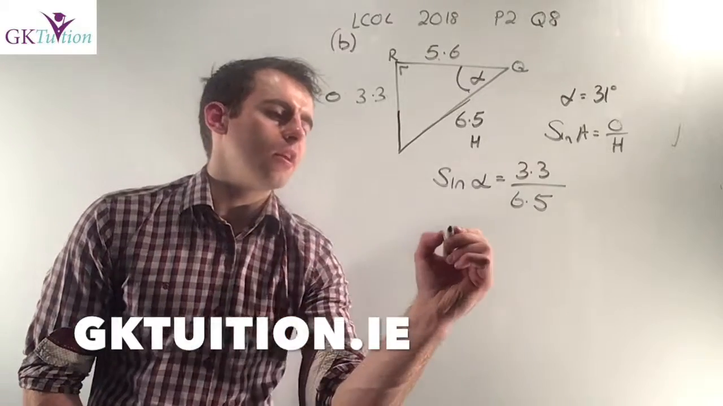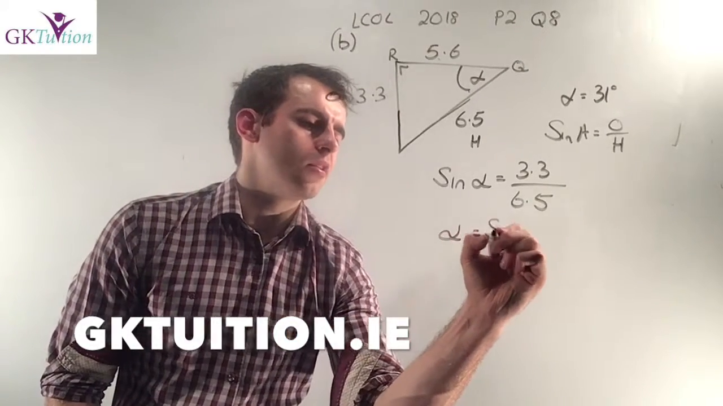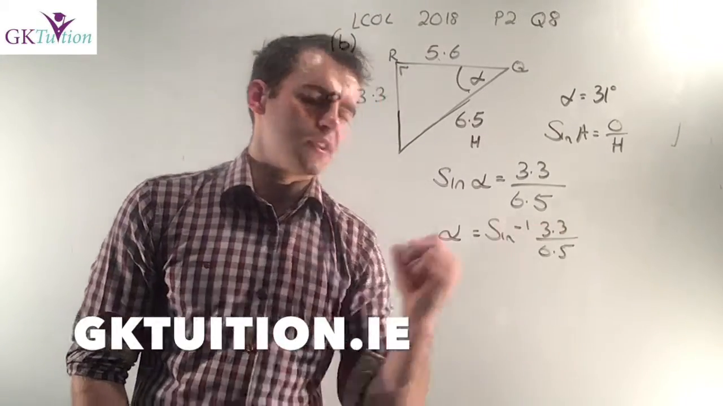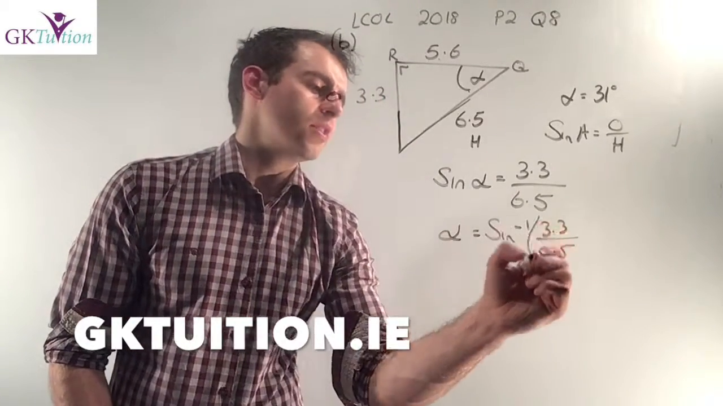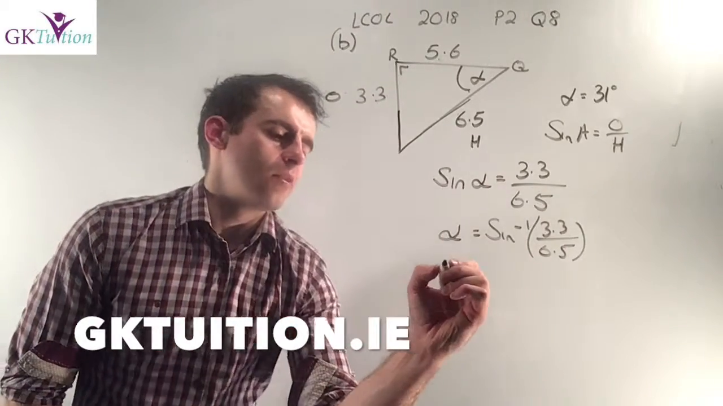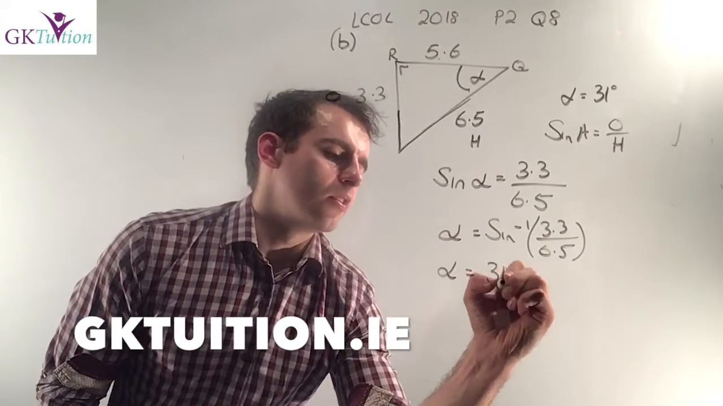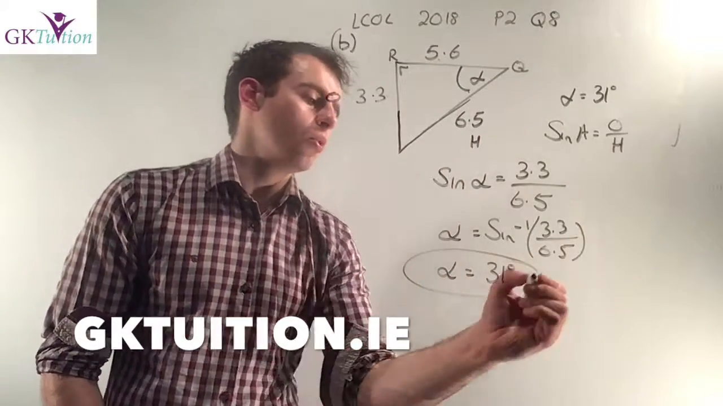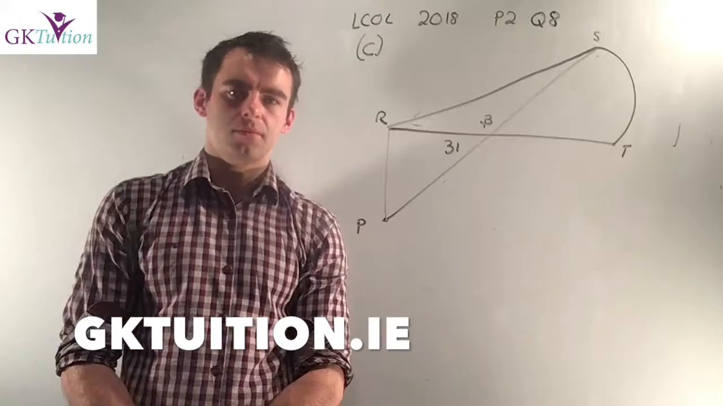I want to get alpha on its own. So if you bring the sine to the other side, it becomes sine inverse of 3.3 over 6.5. Just to be safe, make sure you realize that it's sine inverse of all of that. If you place that into your calculator, your answer for alpha works out as 31 degrees, and that's what they asked you to show, so you know that you're on the right track.